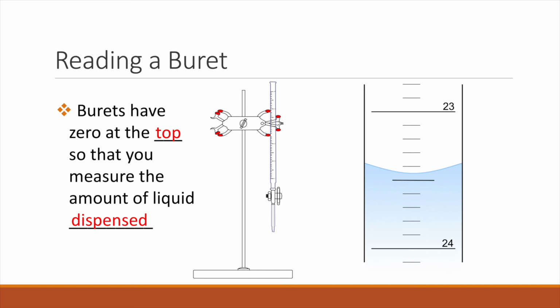So when looking at this burette here, a lot of people want to tell me it's 24.55, right? They'd like to see 24.55, but that is incorrect. You should be reading burettes from the top down. Right, so you should actually be going from the top. So it's 23.45 here at the meniscus, not 24.55 milliliters.